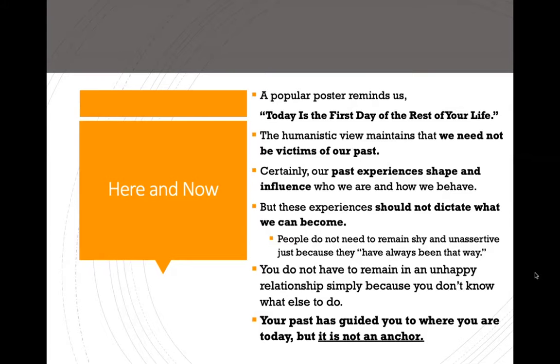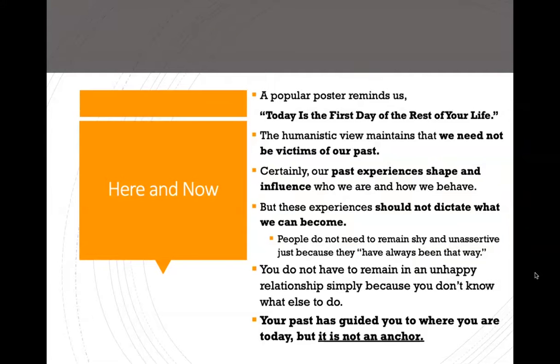Certainly, our past experiences shape and influence who we are and how we behave, but these experiences should not dictate what we can become. People do not need to remain shy and unassertive just because they always have been that way. You do not have to remain in an unhappy relationship simply because you don't know what else to do. Your past has guided you to where you are today, but it is not an anchor.